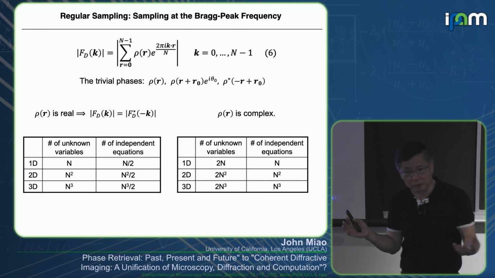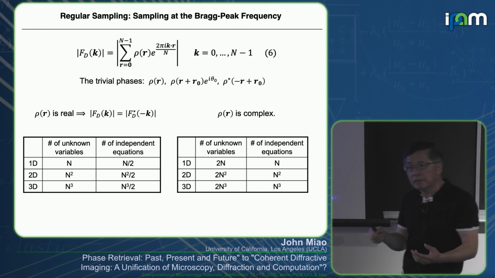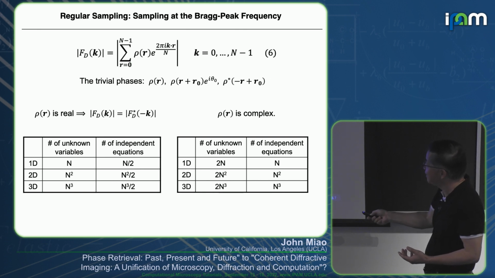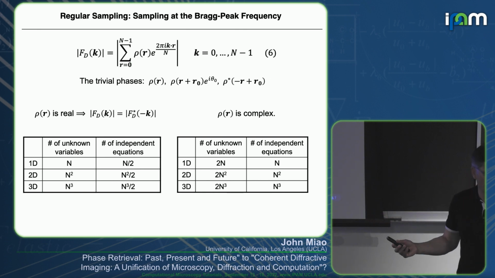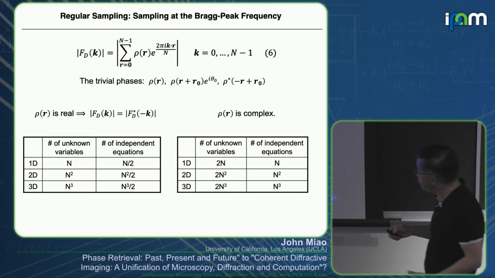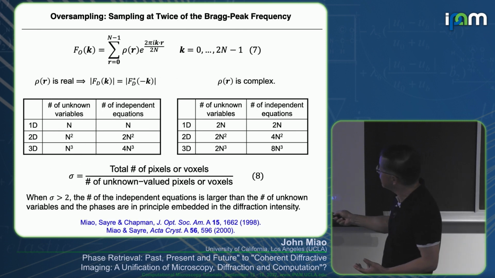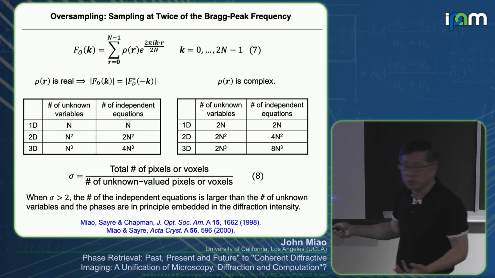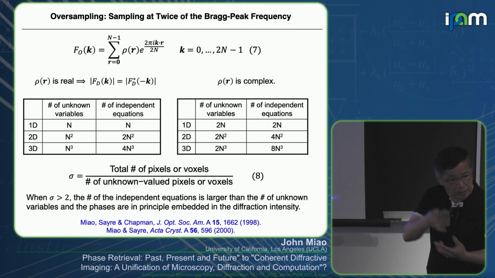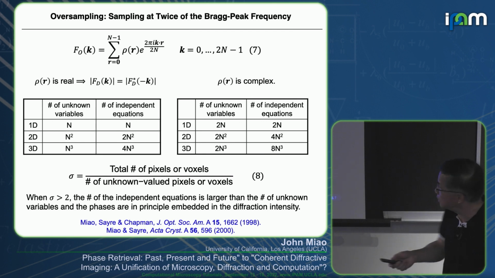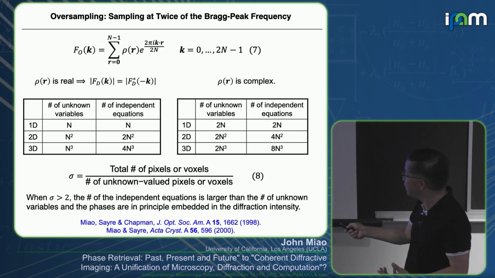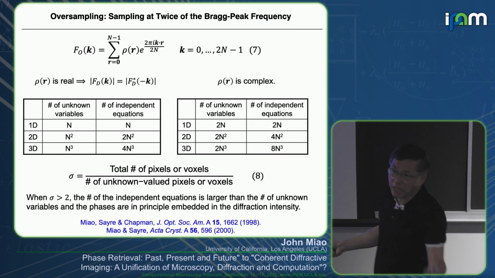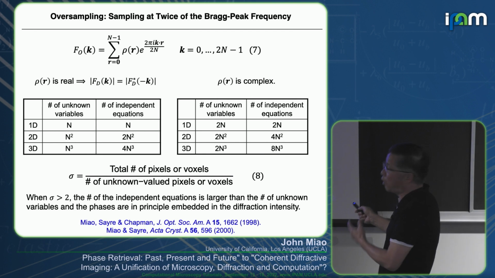The diffraction pattern is not centrally symmetrical. So if you have more unknown variables than the number of equations, you cannot solve the phase. But if you do oversampling, you dramatically increase the number of independent equations, while the unknown variable count is still the same. Remember, we just pad zeros. You collect the phase information, just pad zeros. In this case, you see, the one-dimensional is the same, two-dimensional is twice more, three-dimensional is 4 times more, same as the real case or complex case.